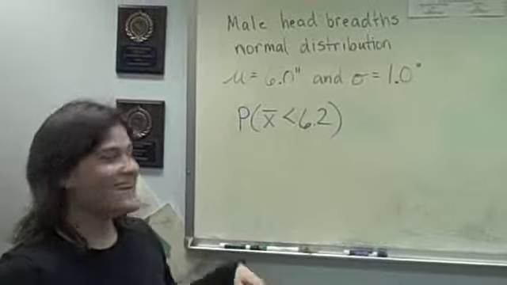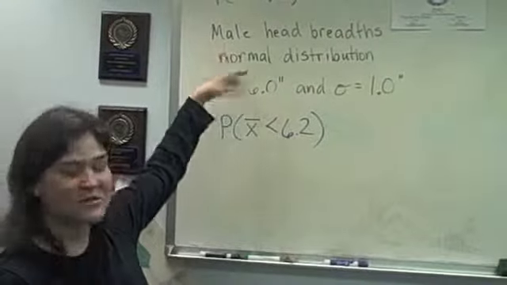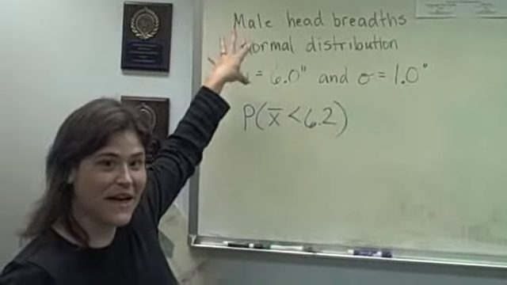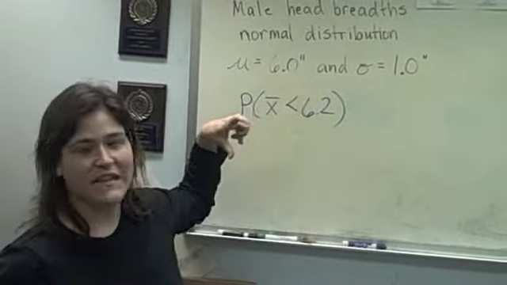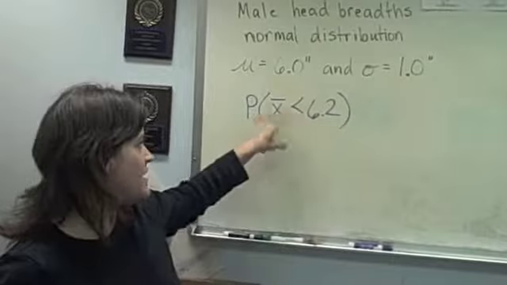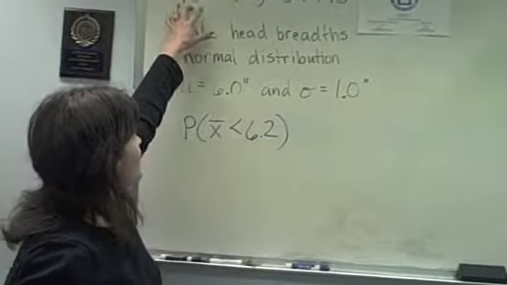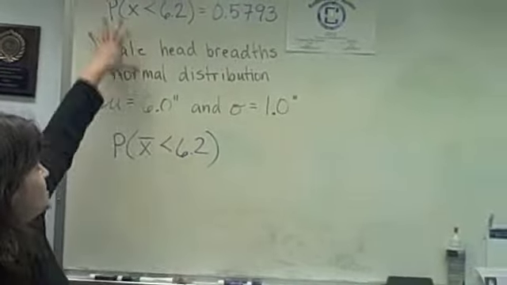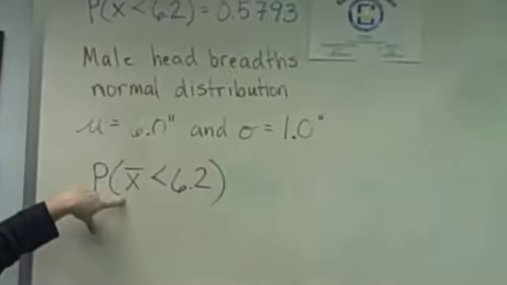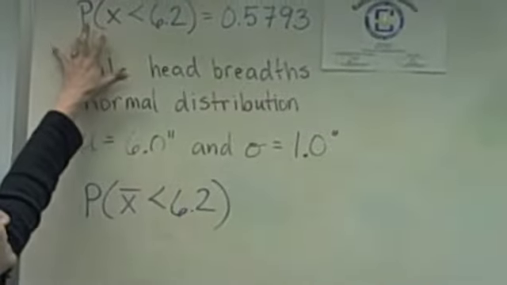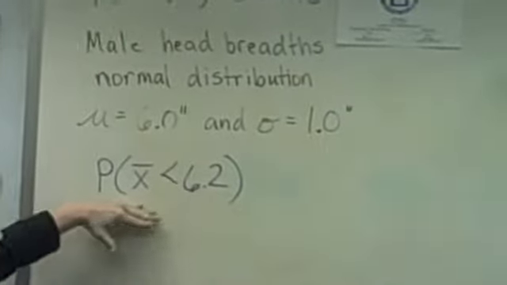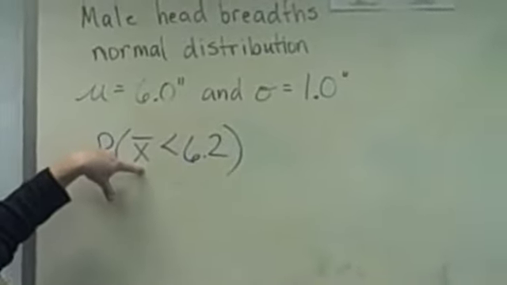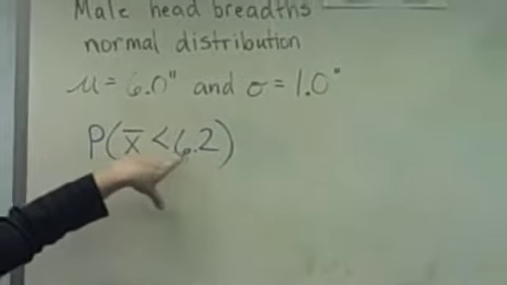In this problem, it's very similar to the previous problem, except now we're taking a group of 100 men and calculating the average head breadth. And a lot of students think that there's not much difference between these two expressions, but there's a huge difference. This one is saying, what's the chance that one data value is less than 6.2? Over here, we're saying, what's the chance that a mean of a lot of data values is less than 6.2?